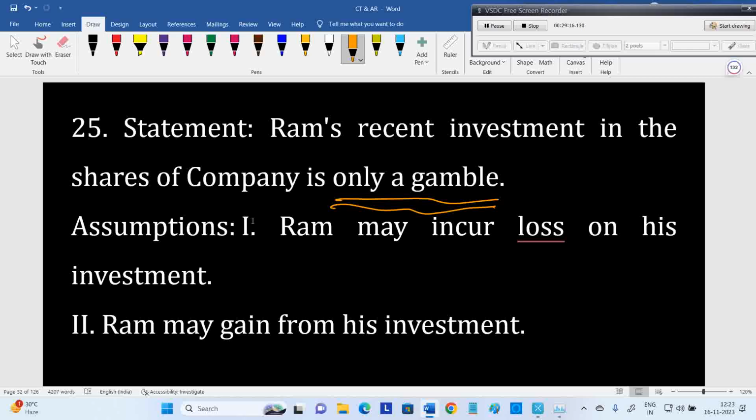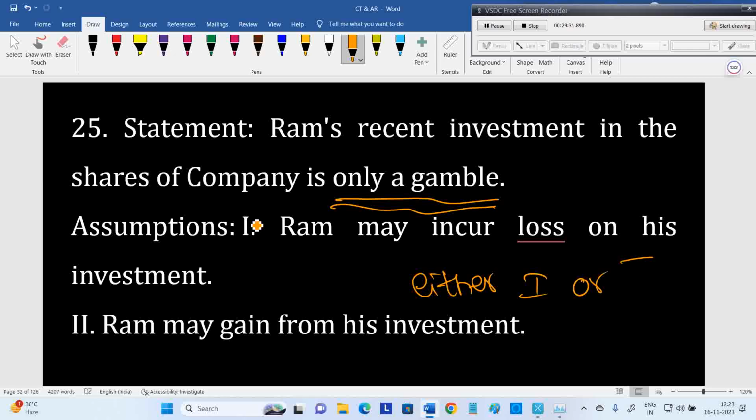Either or. You may gain or you may lose. There is no guarantee. It is a gambling game, there is no guarantee. You may lose or you may gain. So one is loss, one is gain.